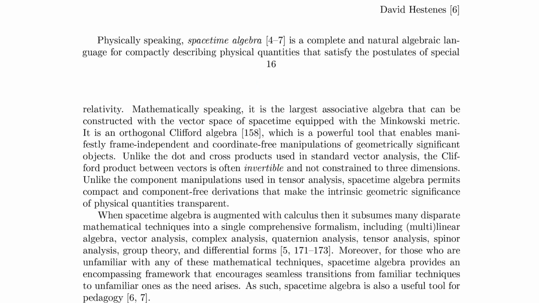Okay, so moving on. Unlike the dot and cross products used in standard vector analysis, the Clifford product between vectors is often invertible and not constrained to 3 dimensions. Okay, so right away they've introduced this notion of the Clifford product, right? That's our bilinear multiplication of vectors. They're giving it the name the Clifford product.